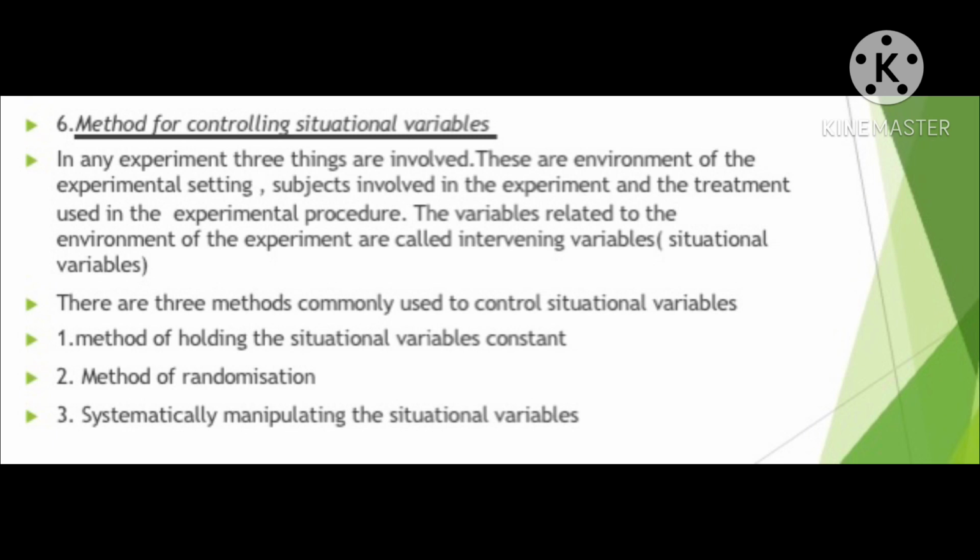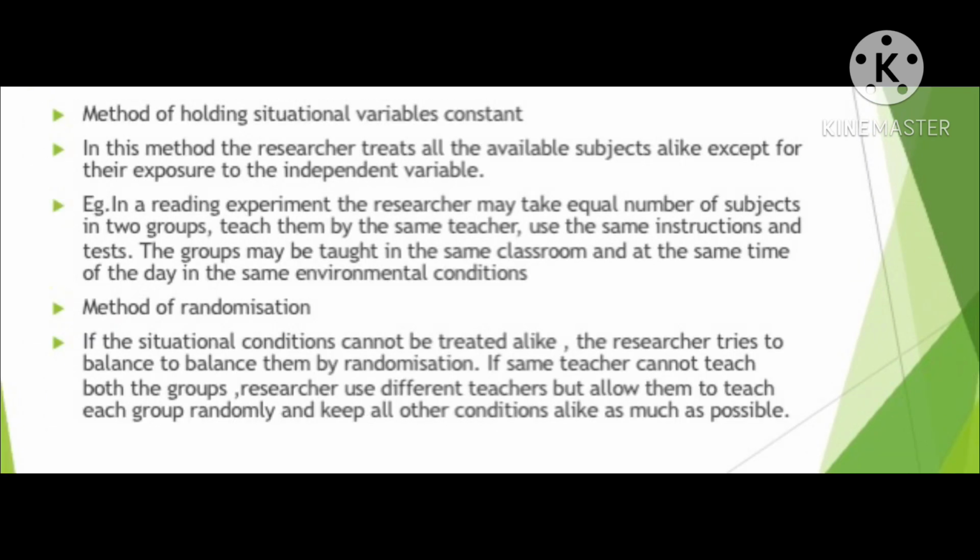Now let us see the three different methods commonly used to control the situational variable. Only how we can control the situational variable. The method of holding the situational variable constant, then the method of randomization, and systematically manipulating the situational variables. In the first method, the researcher treats all the available subjects alike. What is the difference there? The exposure to the independent variable may vary. There, the researcher is manipulating the independent variable.